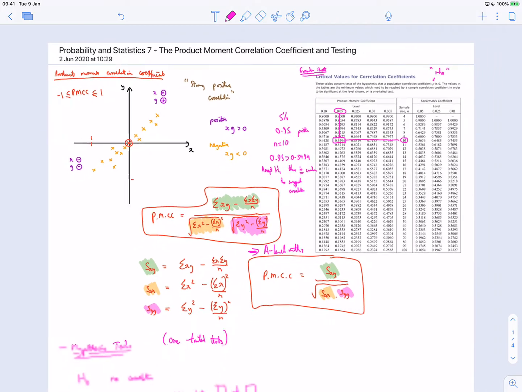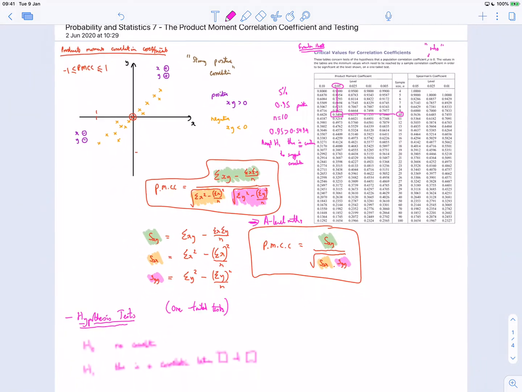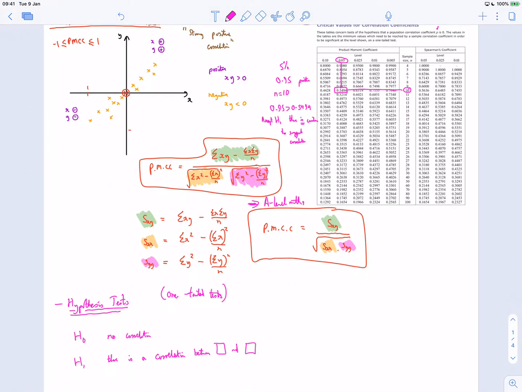So that's pretty much it for the product moment correlation coefficient. There are other things to bear in mind, for example scaling and any kind of coding. Coding is not going to affect the correlation.